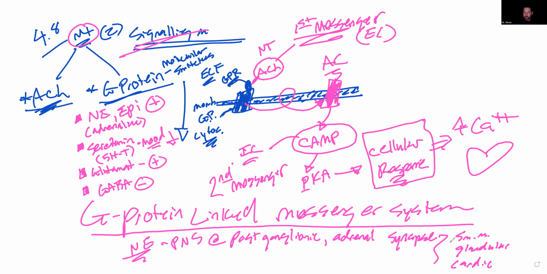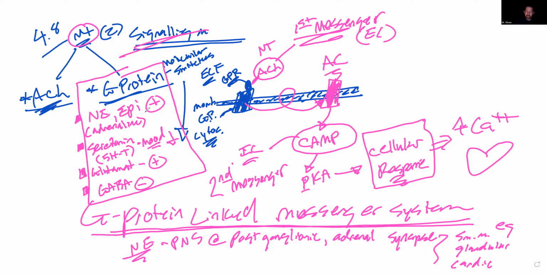Very common, cardiac tissue. So these are some examples. And these are all using the G protein linked messenger system. So all these are G proteins. We're not going to go into depth on each one of these. I just wanted you to know a little bit of information about each one of them.